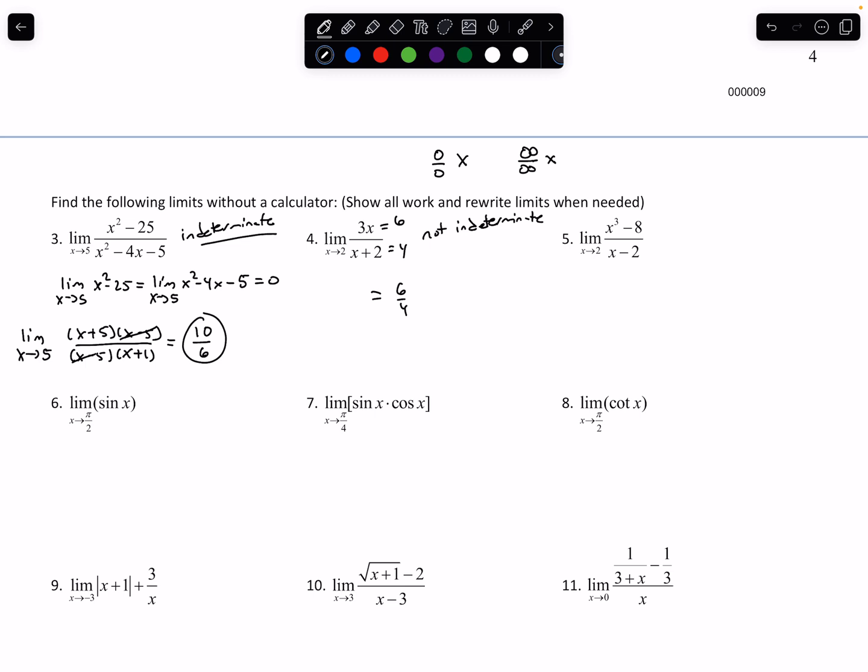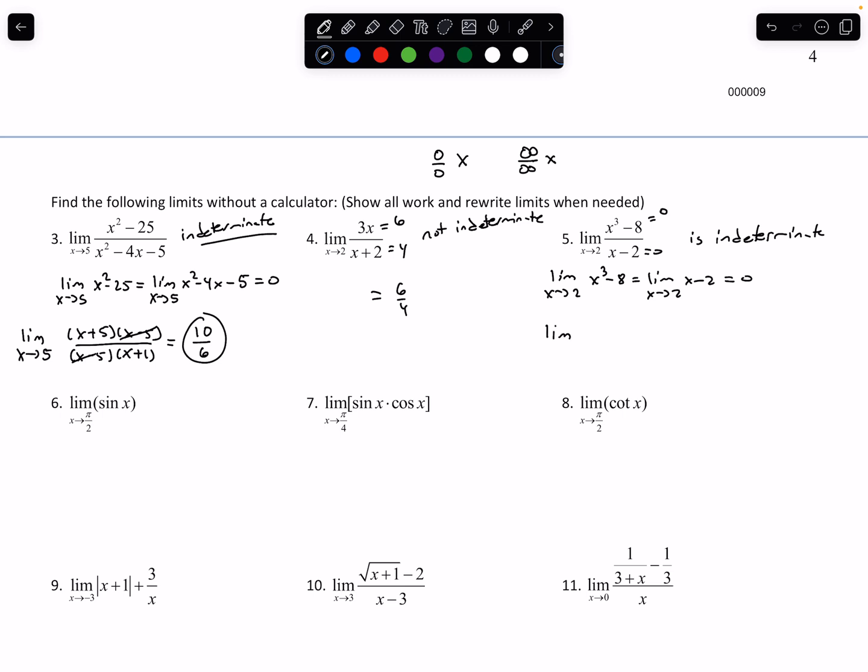Looking at number 5 here. Yep, that's going to be 0, and the bottom will be 0. So we are going to rewrite it, the limit as x approaches 2 of x cubed minus 8 is the same as the limit as x approaches 2 of x minus 2, which are both 0. We should say this is indeterminate. We'll talk more about that later on this year when we get to what's called L'Hopital's rule. For right now, I just want you to make sure that you know that word.